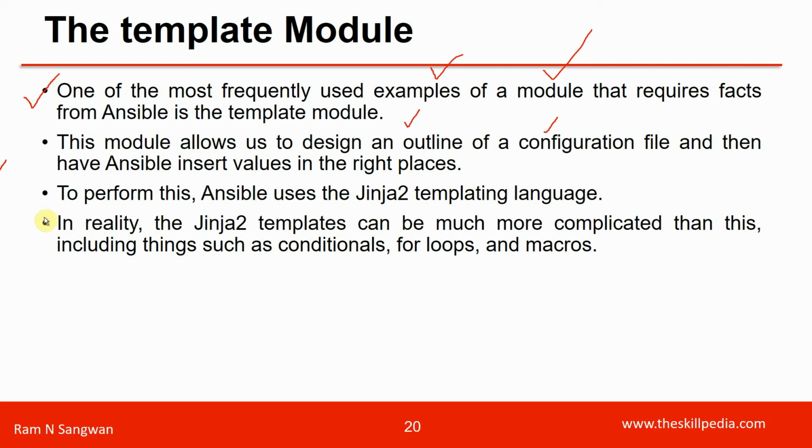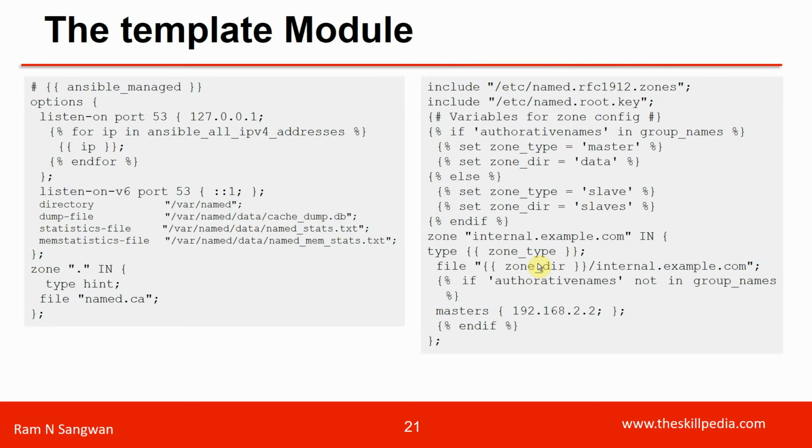To perform this, Ansible uses the Jinja 2 templating language. In reality, a Jinja 2 template can be much more complicated than this, including things such as conditionals and loops and macros, because Jinja 2 is a very complex process. Right now, we'll be using it from the perspective of Ansible only. And this is the template module. This is a very good example of the template module.